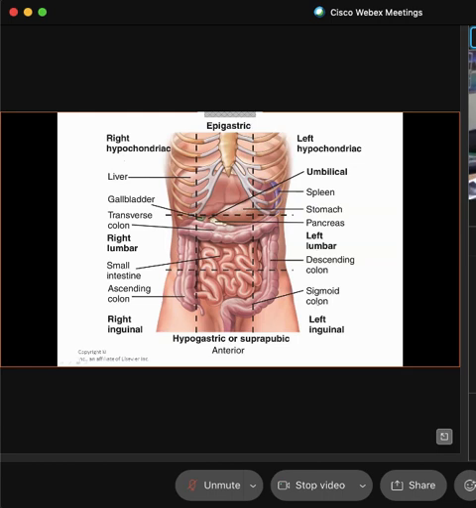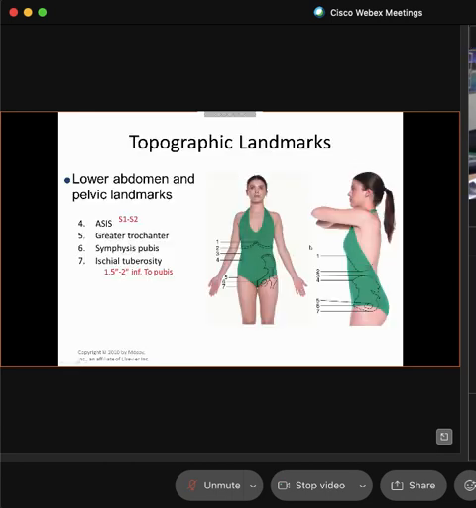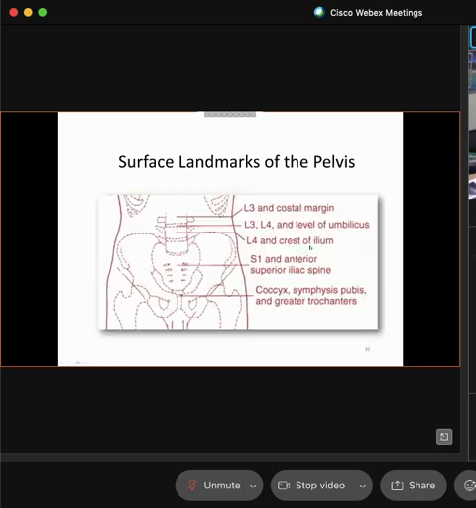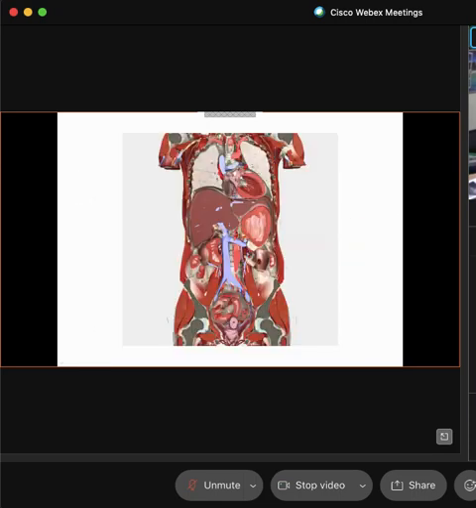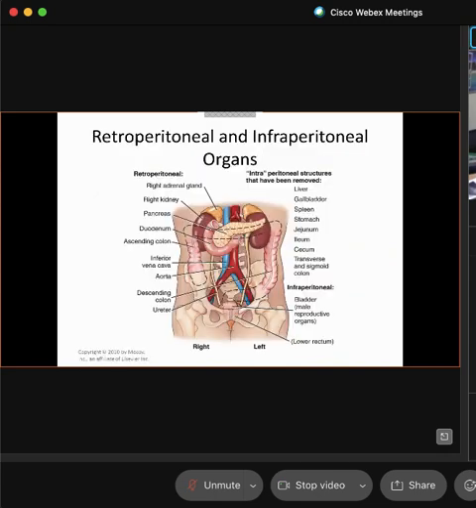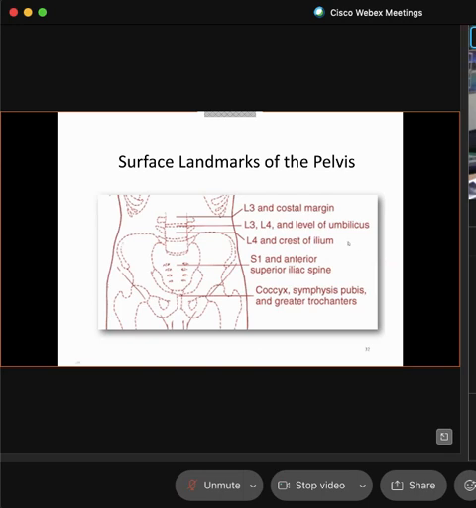So I want you to go back over. You've already gone over this information. It's not for me to cover it again. It's for you to go back and review it. Why is this important? So that when we start looking at cross-sectional images, you have an idea of where everything lies in reference to landmarks.